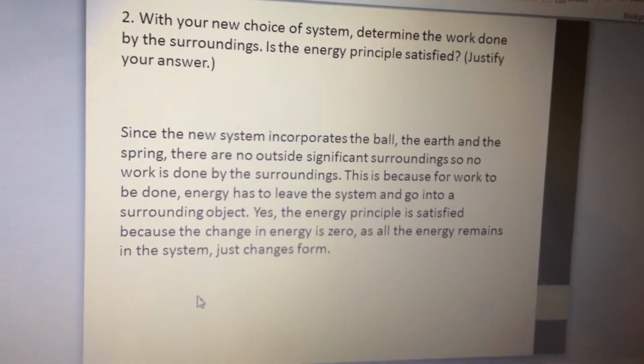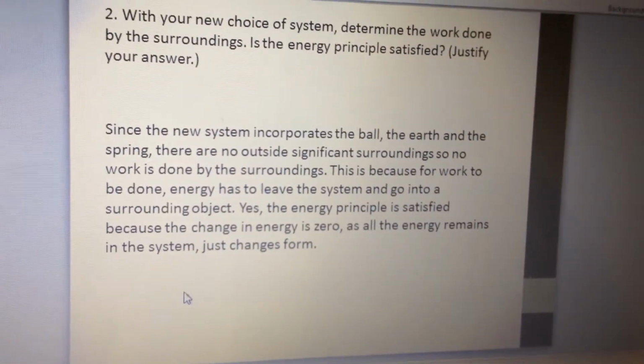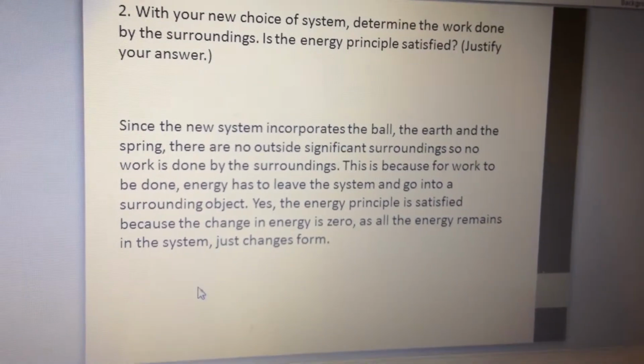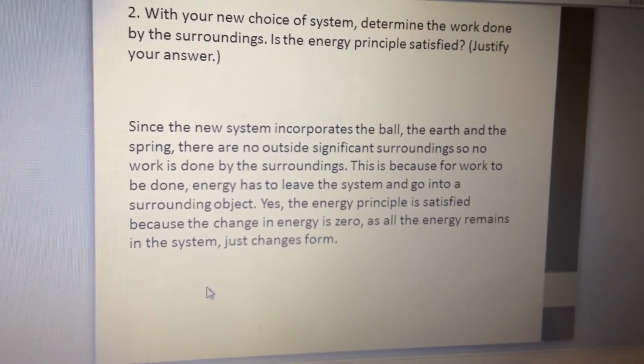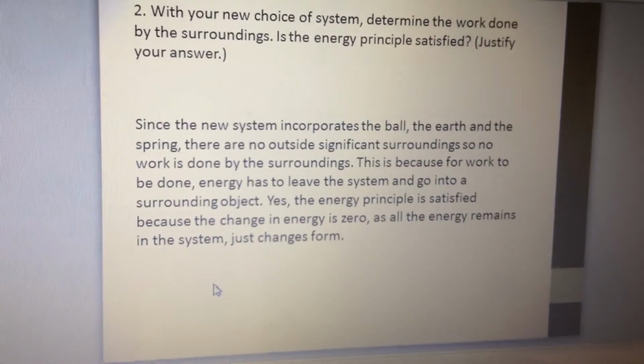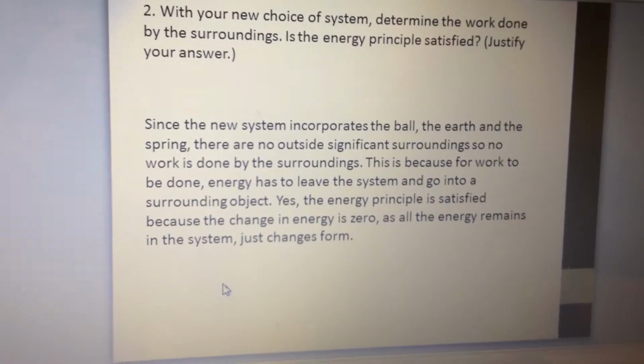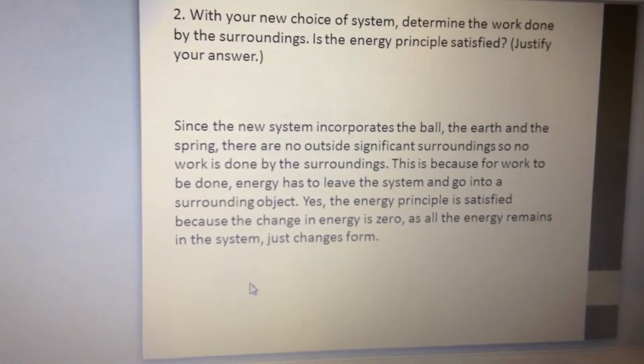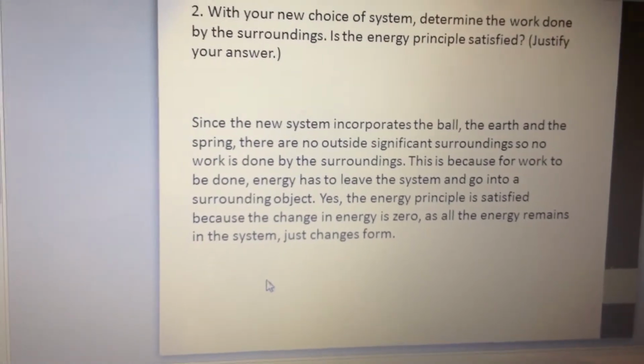So the change in energy is going to be equal to 0 because it's all internal. Any change is within the system. So this satisfies the energy principle because the change in energy is 0 and all the energy remains in the system. It just changes form.